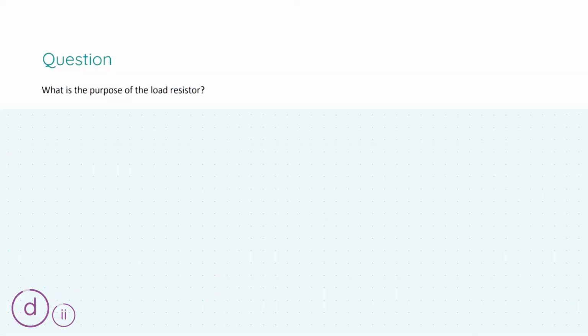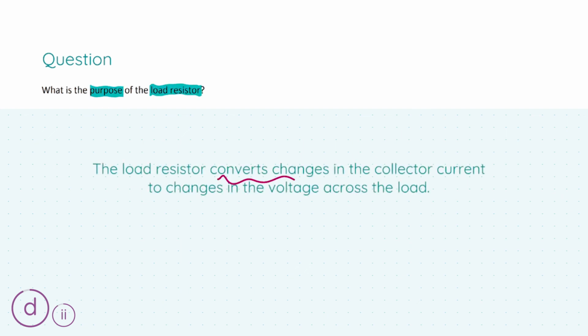And finally, we're asked, what is the purpose of the load resistor? Well, the load resistor converts changes in the collector current to changes in the voltage across the load. And remember, the voltage across the load resistor is indeed the output voltage, as we saw earlier, and the collector current runs through this load resistor because the collector current is the current that comes from the collector of the transistor. If you don't believe me, check out the diagram which we just drew earlier. And this correct statement will get you 2 marks.